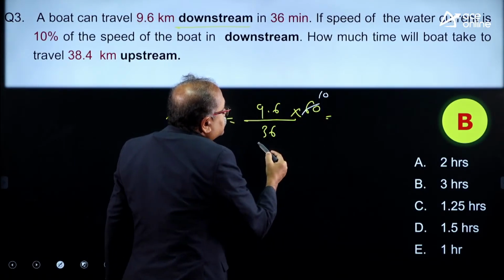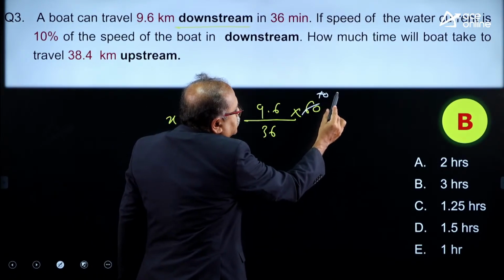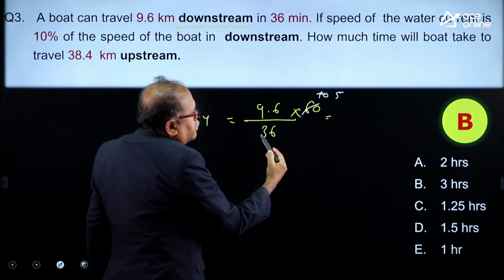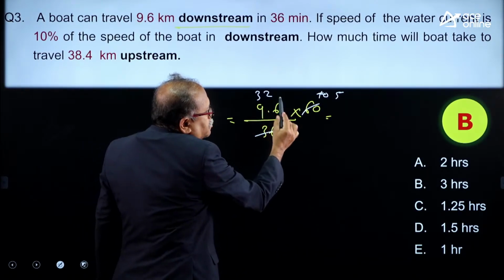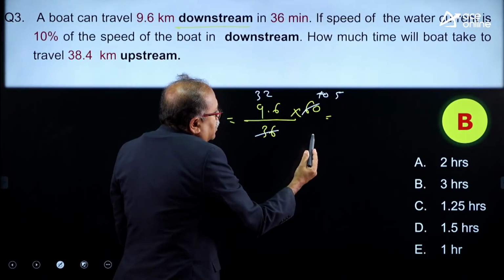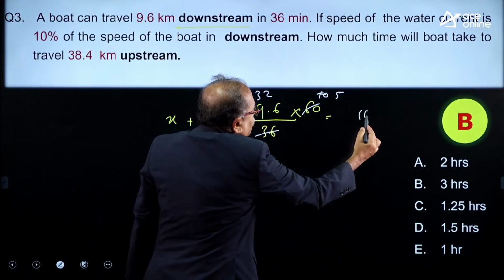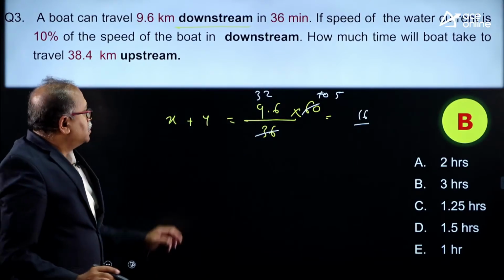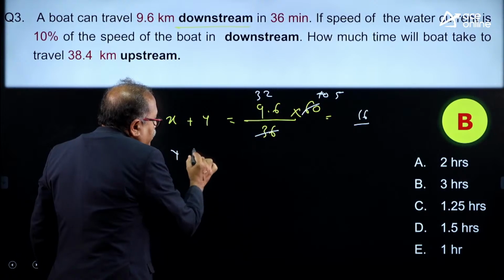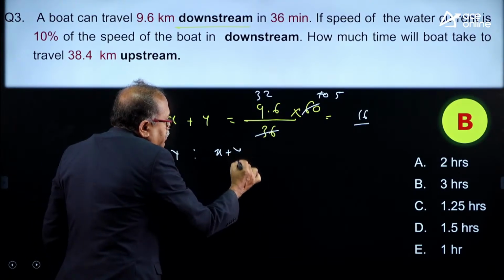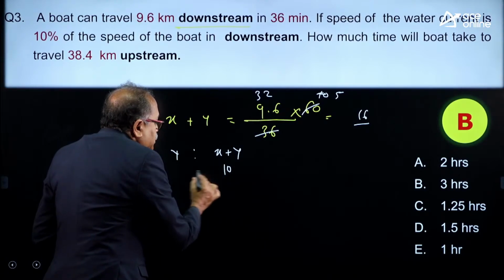This is 10 times 6 times with 12, 5 times, and this is 3 times and 3 and 2, 32, and finally I get the next part which is 16, that is right. So x plus y is 16, and we have already seen that the y to x plus y ratio is given. Y is 10% of x plus y, that means if this is 10, this is 1.